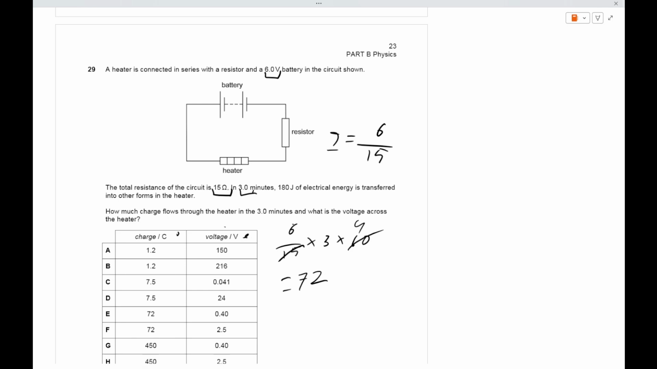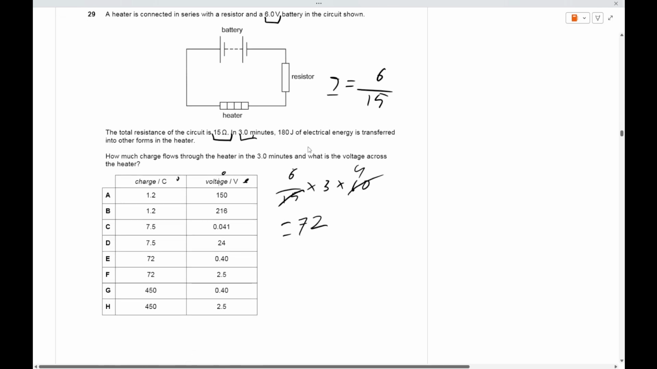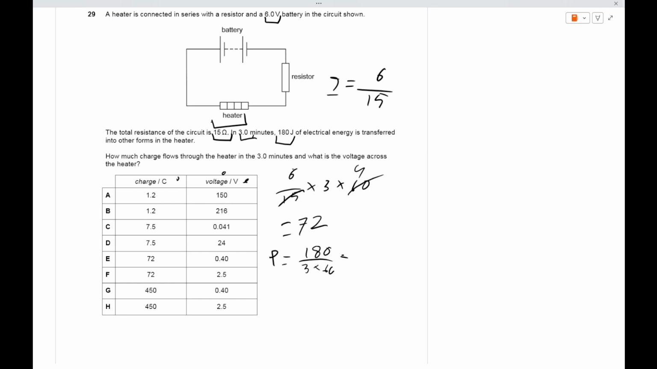Next thing we have to do is find the voltage. In that case, we have to find the power dissipated by the heater, because we know that it's going to be 180 joules. You know that power is the difference in energy divided by the time. The time is 3 times 60 times 60, and this is just equal to 1, as you know. So you know that the power is 1 watt.